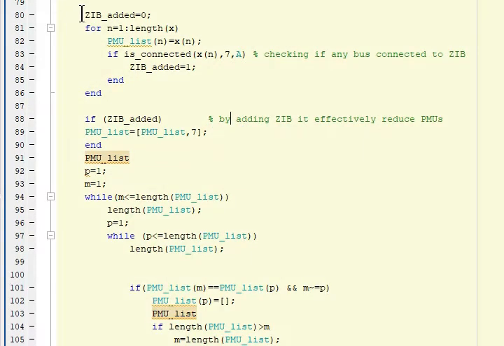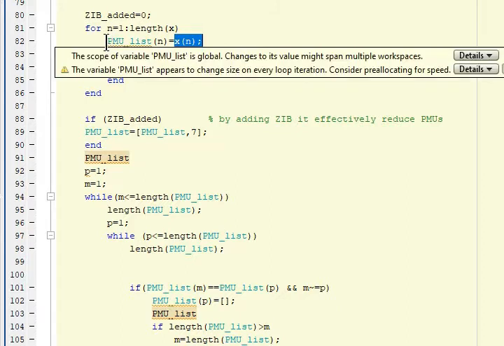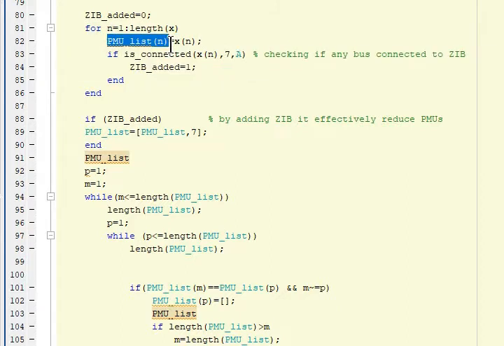First of all, we have not injected the zero injection bus, and that xn is selected by the optimization algorithm. We have the optimization algorithm PSO, J, or whatever we are using, either linear programming or whatever. Those selected buses where PMUs are placed will be copied into this PMU list. So this PMU list is the number of PMUs placed at different buses.